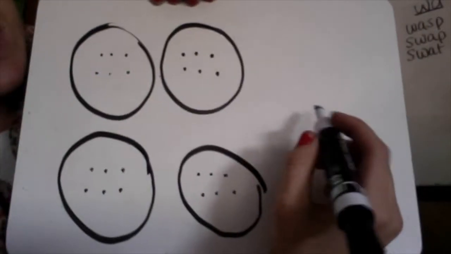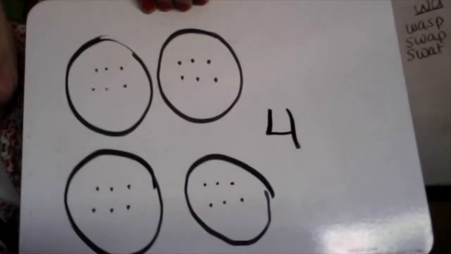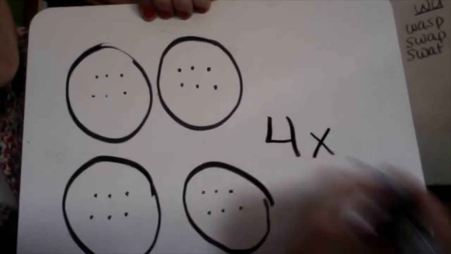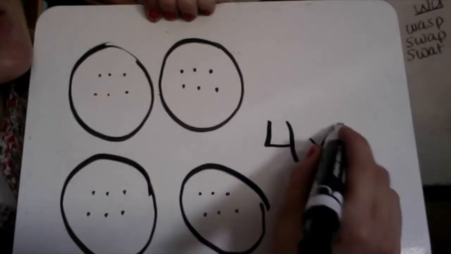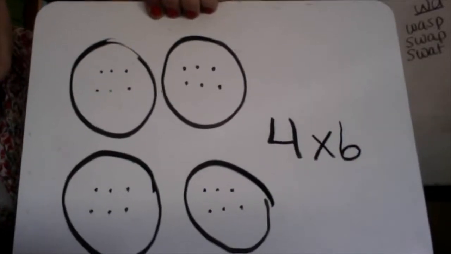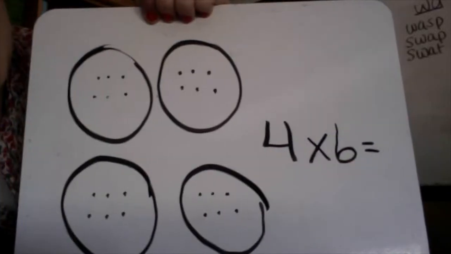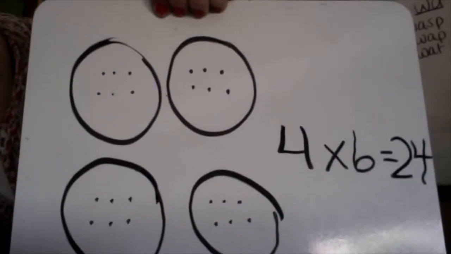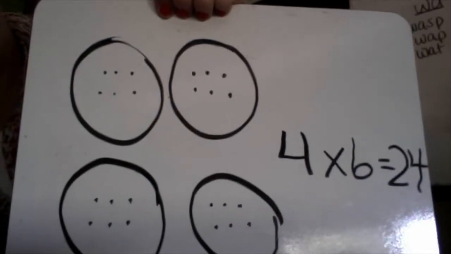So our multiplication sentence for this story problem is there are 4 frogs, write the number 4, times how many flies did each frog eat? 6. And 4 groups of 6 equals 24 flies all together. So the frogs ate 24 flies. Great job. Let's try another one.